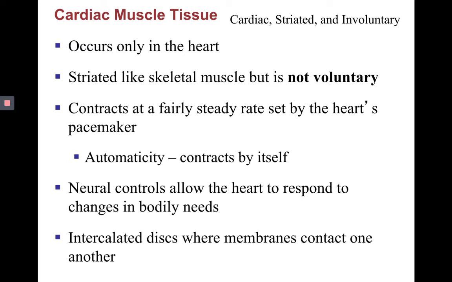Also keep in mind that cardiac muscle tissue contains intercalated discs between their cells. Intercalated discs are special cell junctions, and those cell junctions contain desmosomes and gap junctions.